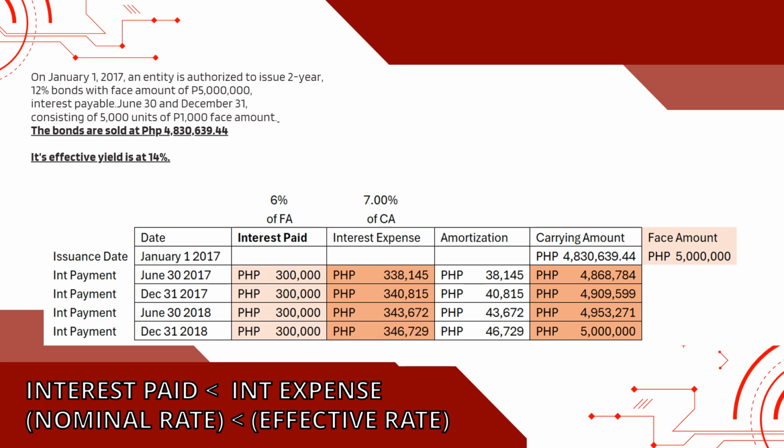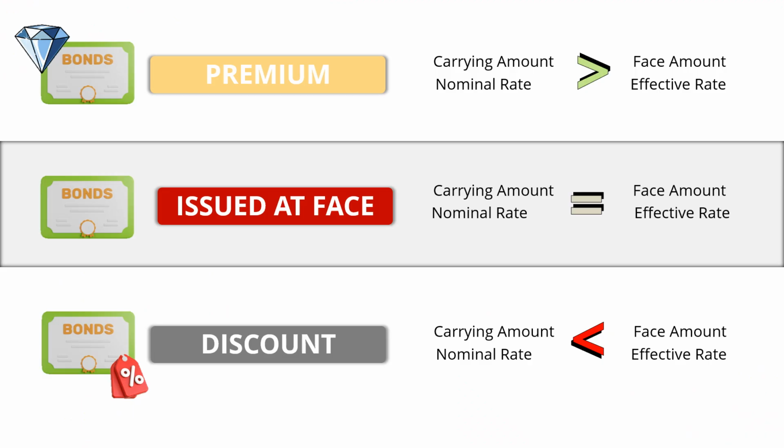And then you notice 338 minus 300, meron kang premium of 38,000. Sorry, meron kang ina-amortize na bond, so tumataas ng 38,000. So you add that to the 4.83, magiging 4.868. You multiply that again by 7%, magiging 349,815. So that is an excess of 40,000. I-add naman yun to 4.868, magiging 4.9, and then you do as follows until tumaas sa 5 million. So again, the questions here would be, how much is the amortization discount at June 30, 2018? So it's 43,670.